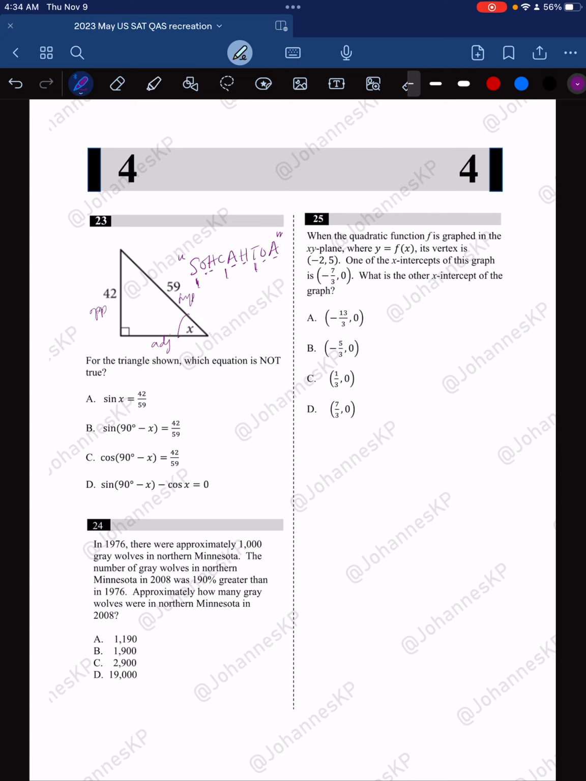So the first thing, sine x equals 42 over 59. Is that true? Sine is opposite over hypotenuse, which is 42 over 59. That is correct.